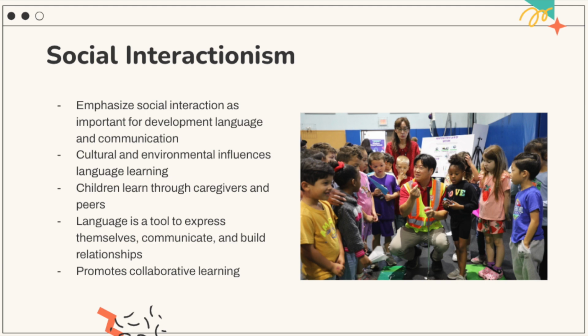So the social interactionist theory says that children learn language through caregivers and peers. For example, if we were to observe ELL students in a classroom, we might notice that with new words being introduced, they might find it difficult to understand at the start, but once they hear their teacher and then their peers use it repeatedly, they will then understand and begin to use it as well. And so with that, we are able to see how they learn through interaction.